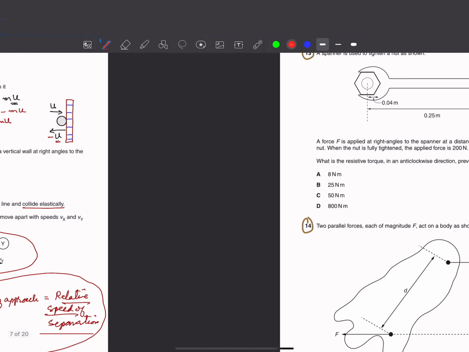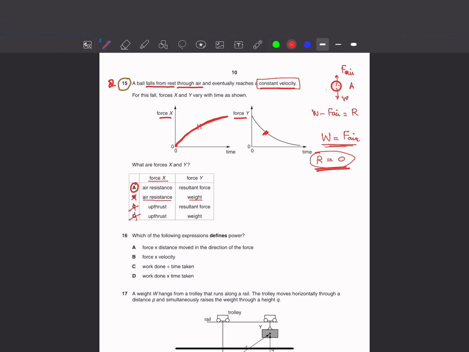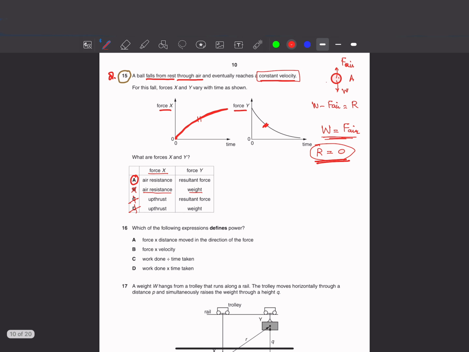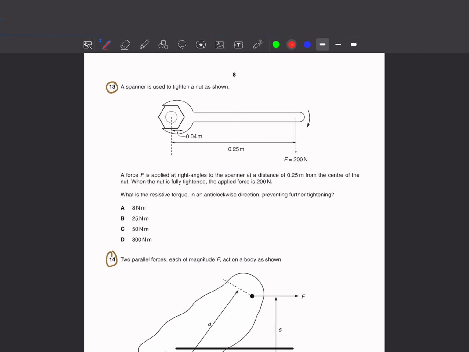Okay, so here what we have discussed was question number 8 for us. So this will be question number 9 in the sequence. A spanner is used to tighten the nut as shown. A force F is applied at right angles to the spanner at a distance of 0.25 m from the center of the nut. So here you have the pivot. When the nut is fully tightened, the applied force is 200 newtons.